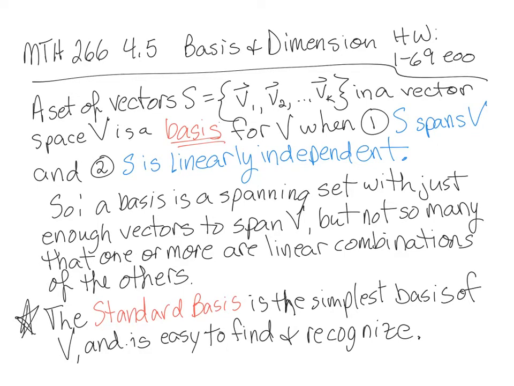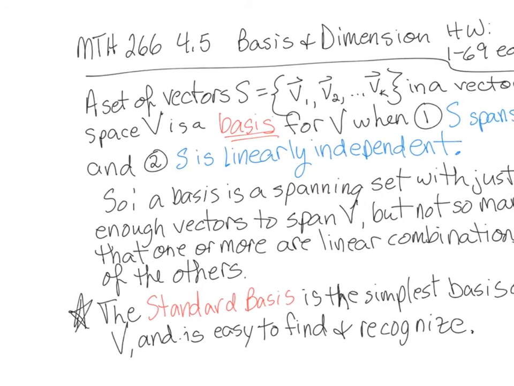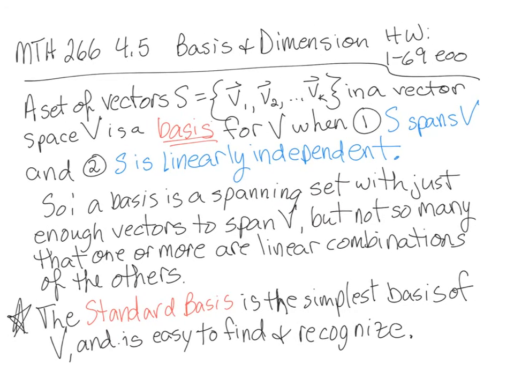Okay, 4.5, basis and dimension. Your homework is there. It seems like a lot, 1 through 69, but it's every other odd, so it's not really that much.